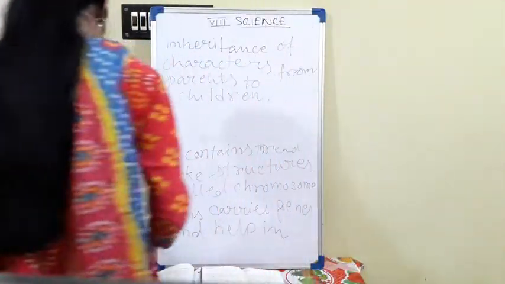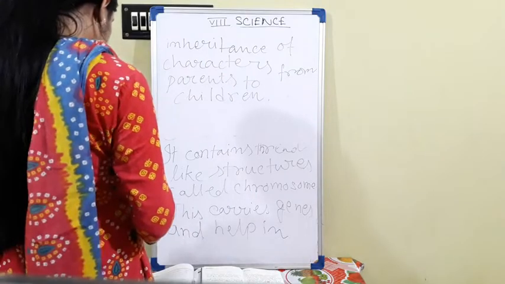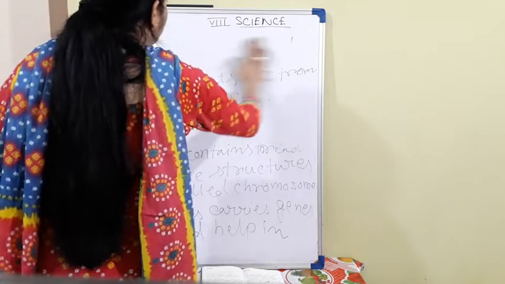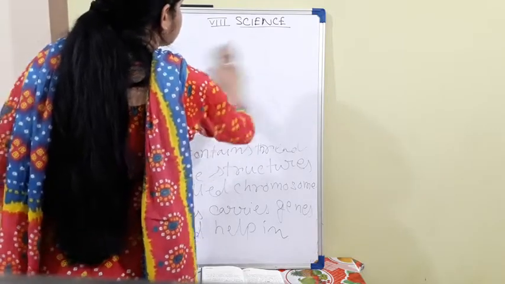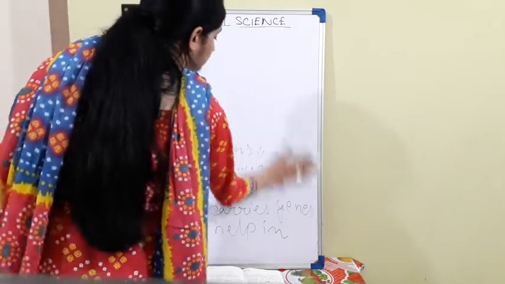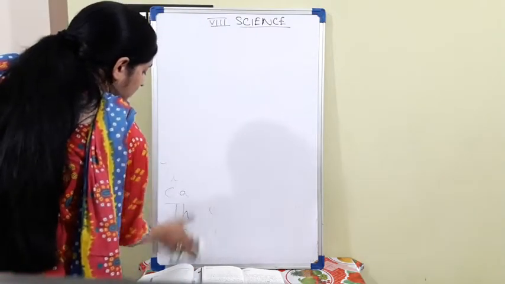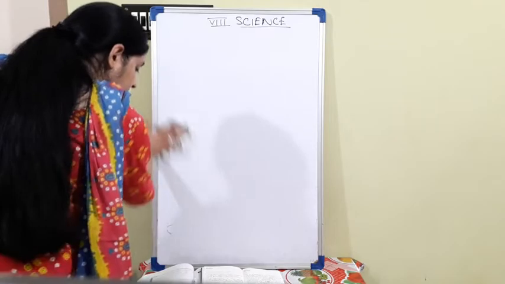Next question. Make a sketch of animal and plant cells and show the difference between them. I have already drawn the structures of the animal and plant cells and the difference between the animal and plant cells. Okay.